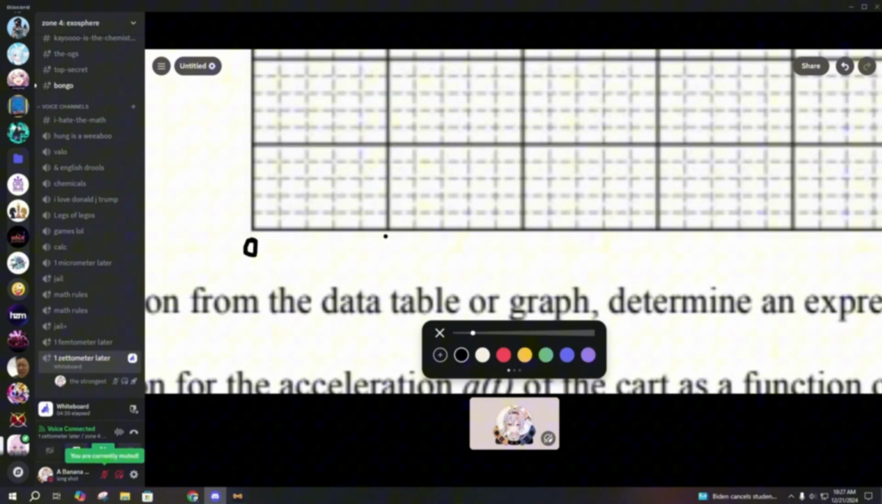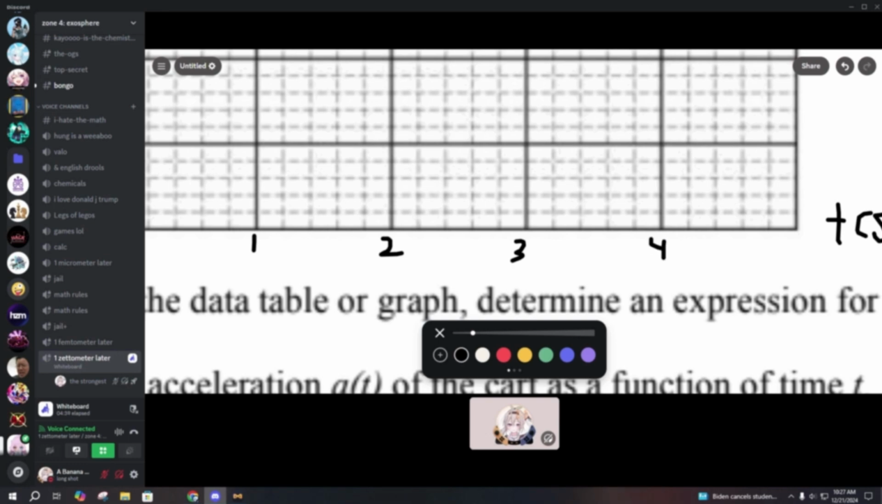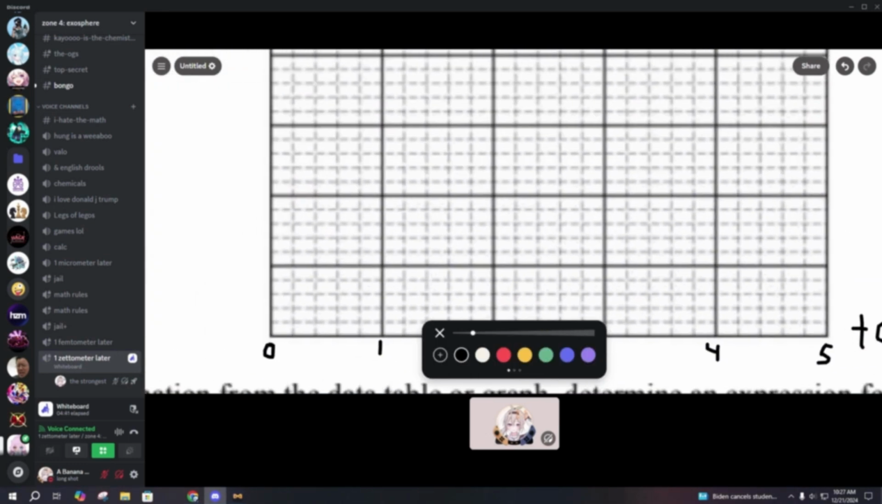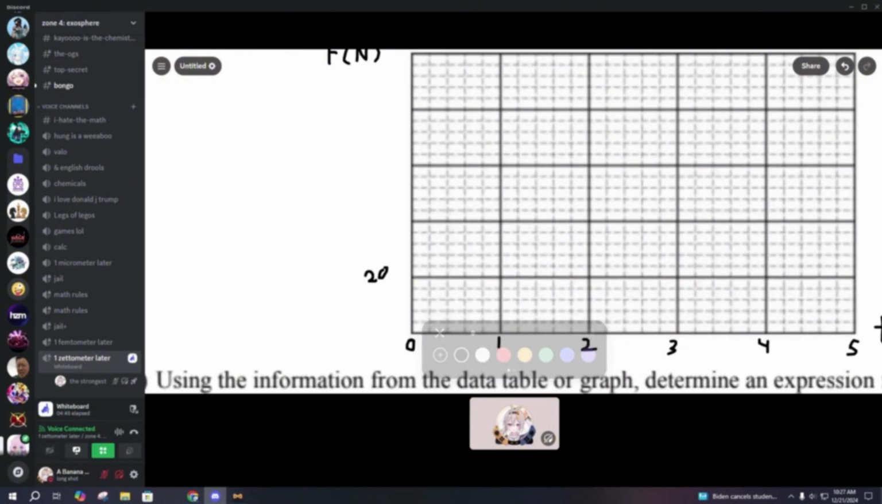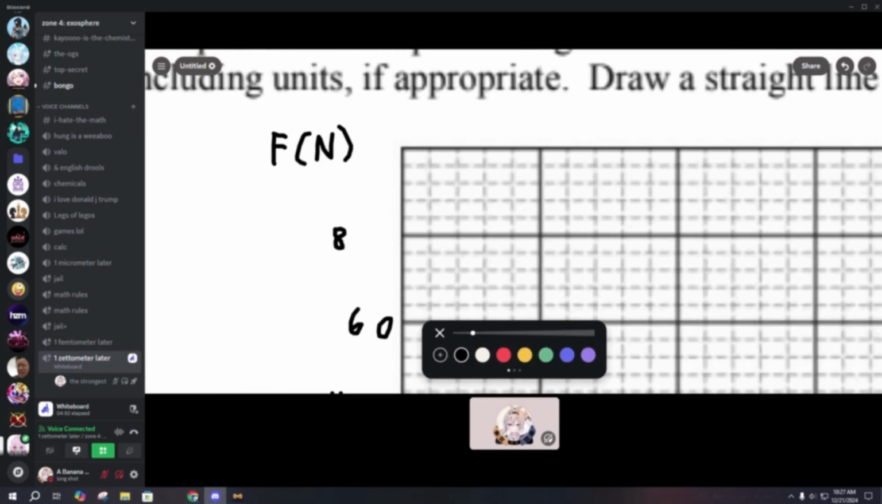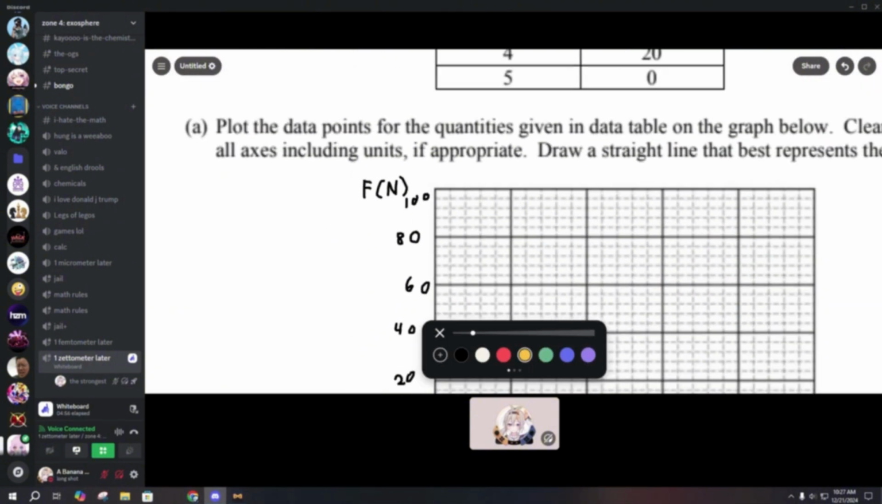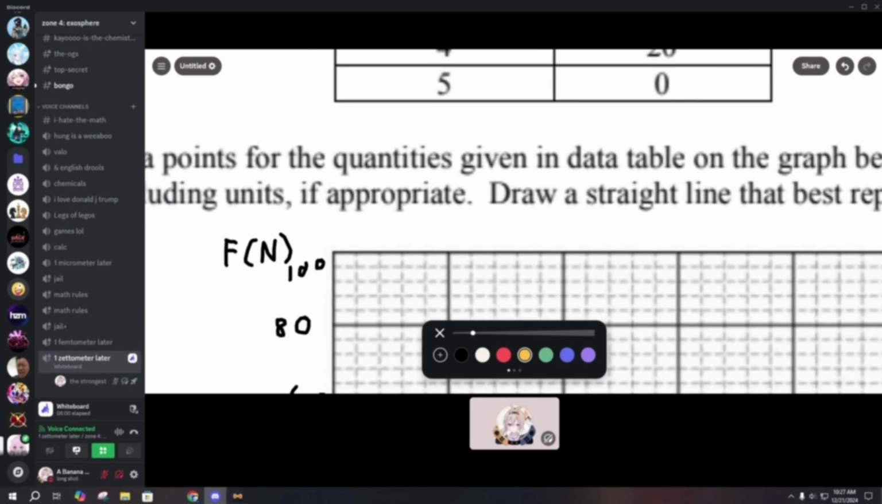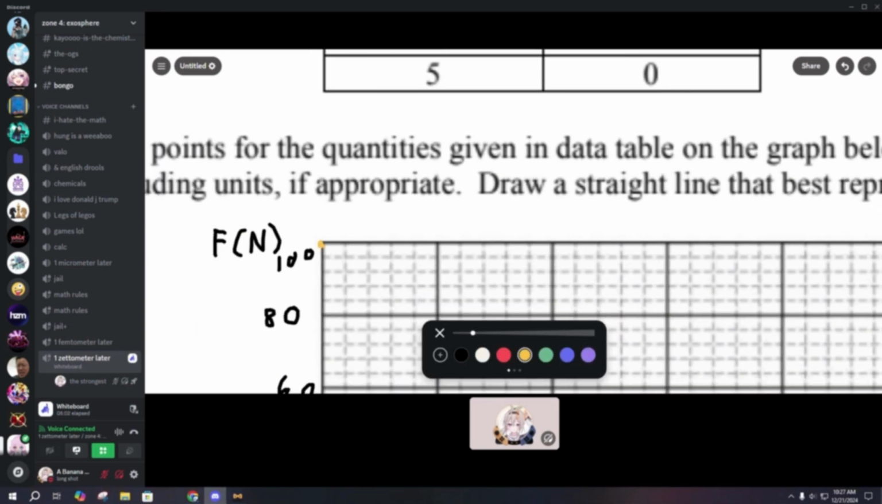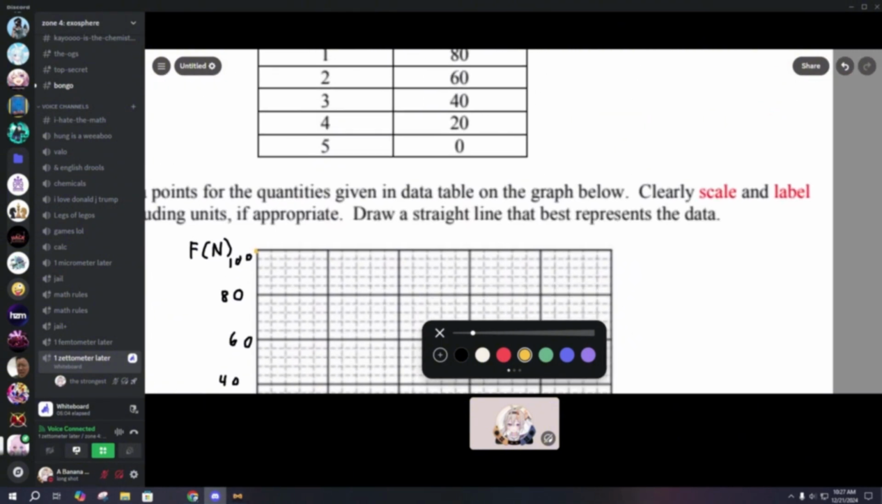So 0, 1, 2, 3, 4, 5, right? And then for force, 20, 40, 60, 80, 100. So let's graph the data points. At 0 seconds, the force is 100 newtons. At 1 second, the force is 80 newtons.